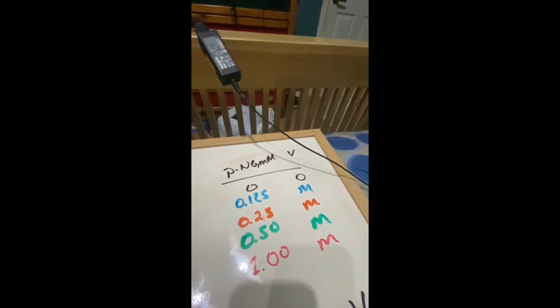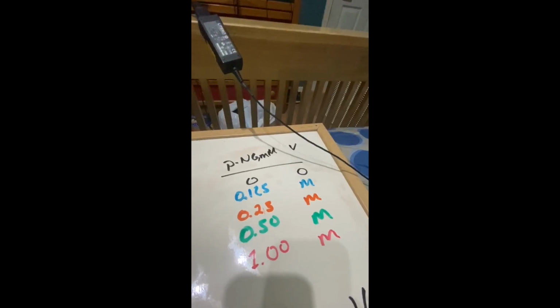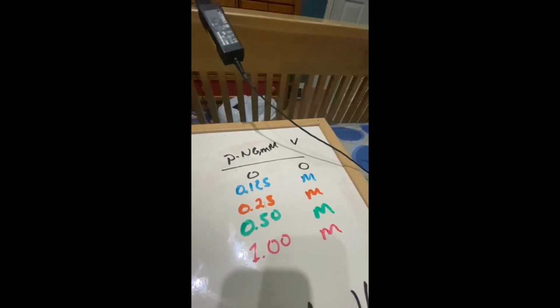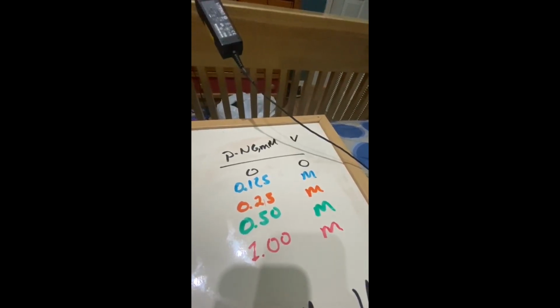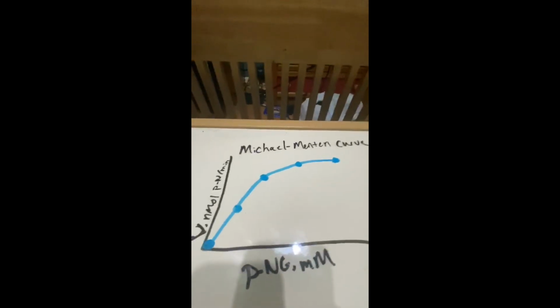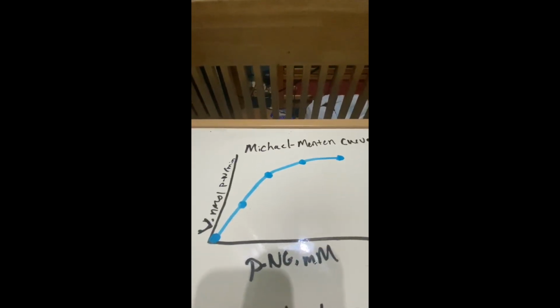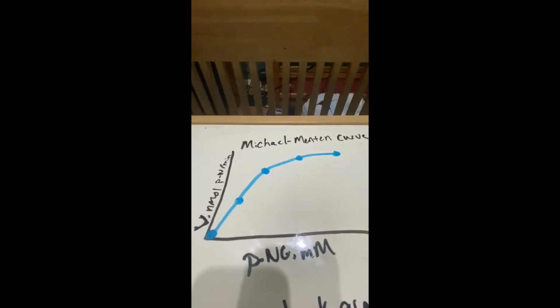We're going to take the M from our previous linear formula, and we're going to plug it into a new table where we're going to have the concentrations of PNG. We're going to use this to create a Michaelis-Menten curve. So we're going to plot it onto a curved scatter plot, and we should get a graph that looks similar to this.